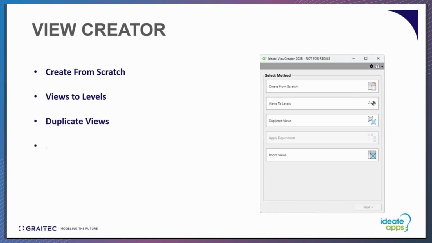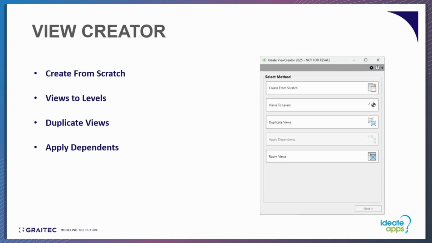Then we have apply dependents. This method within the ViewCreator is designed to replicate the view names, scope or crop box and grid settings that exist for one or more dependent views onto a new set of parent views. This method is most often used for the creation of sector plans, or what we know as volumes or zones, to divide up a project into different working areas.